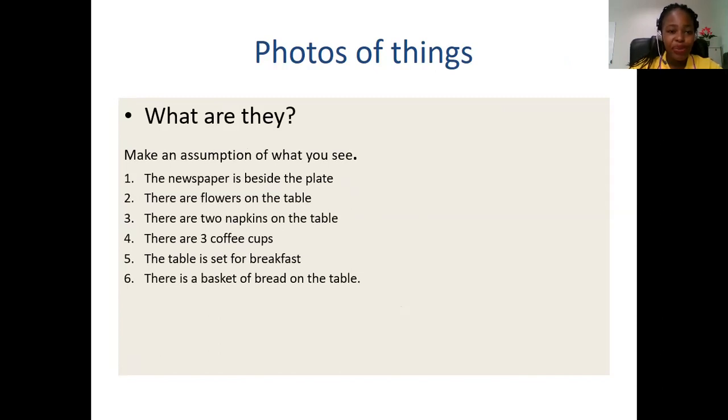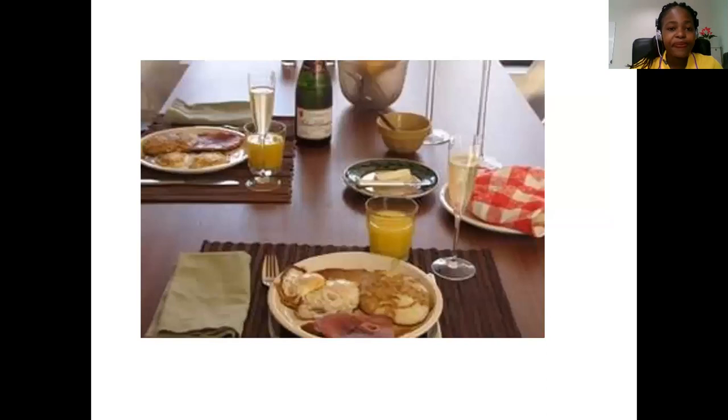The newspaper is beside the plate. There are flowers on the table. There are 2 napkins on the table. There are 3 cups, coffee cups. There are 3 tables. The table is set for breakfast. There's a basket of bread on the table. So this gives the identity of the things. We can get the color, the position, and also the number.